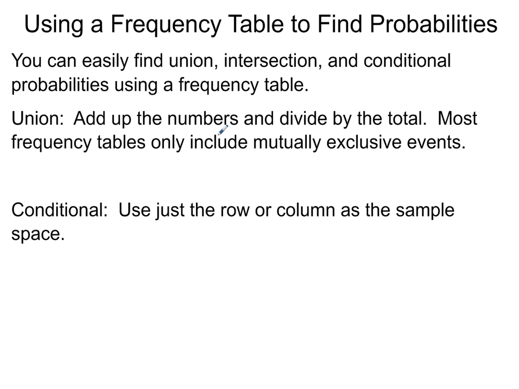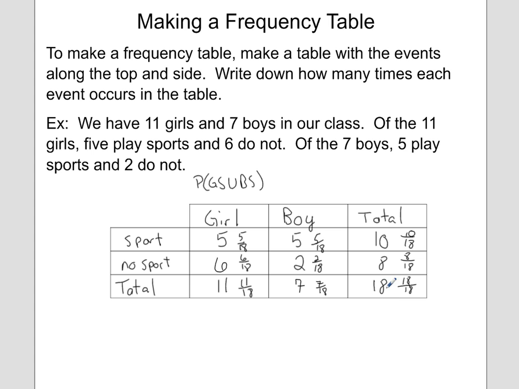For a conditional probability, you just use the row or column as the sample space. So you update your sample space. You're not going to use 18 as your total anymore. If you're finding the probability that it's a boy, given that they play a sport. So let's do probability that it's a boy, given that they play a sport. I really should write out boy, but it's okay. All right, so the probability it's a boy, given that it's a sport.